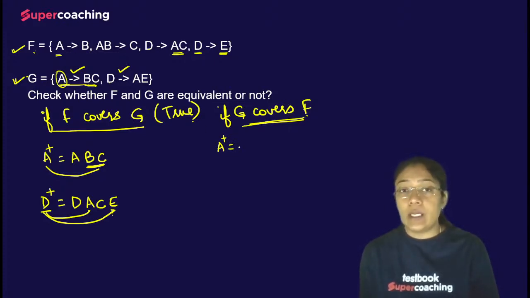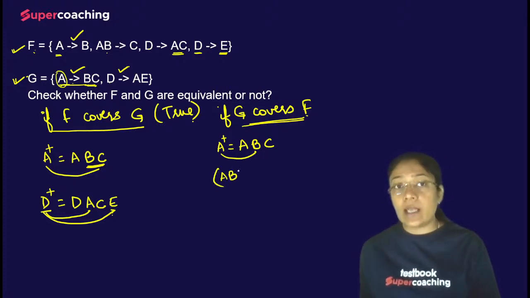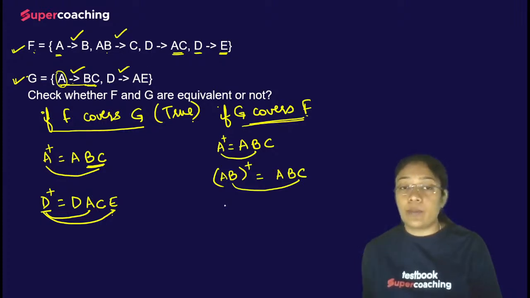A closure will be A. A is determining B and C, so this means that A determines B is logically implied. AB determines C. For this, we need to find out. Although, when A is determining C, A will determine B anyway. But anyhow, if you want to find it out, just find. AB is determining C, so this is also implied.